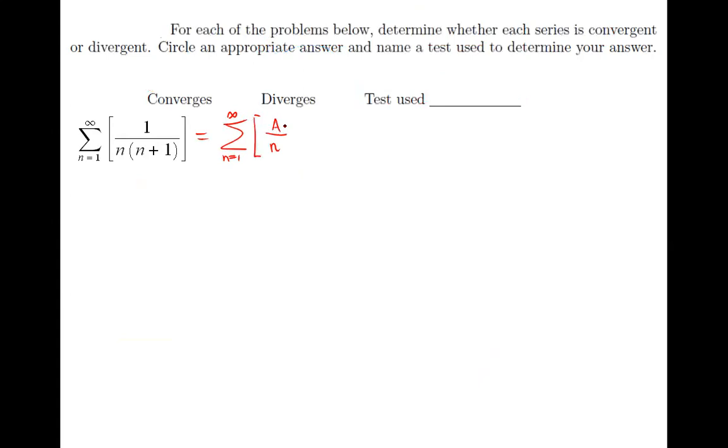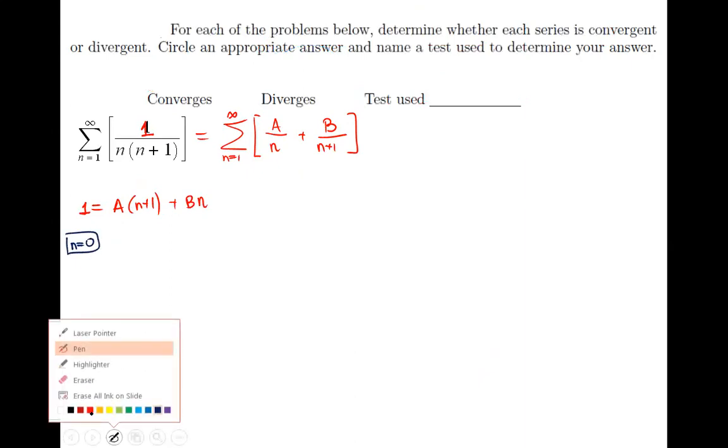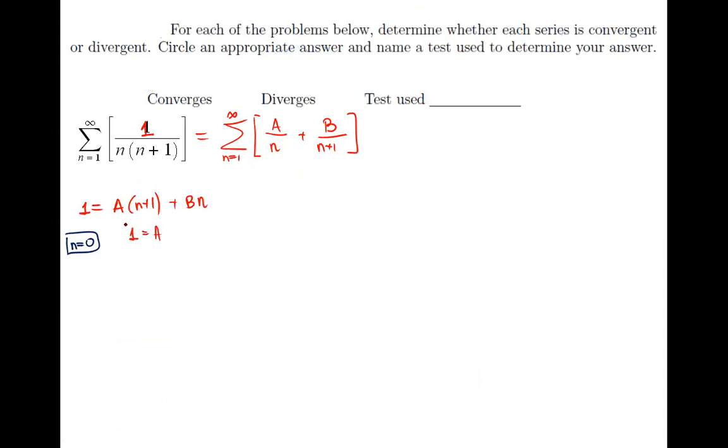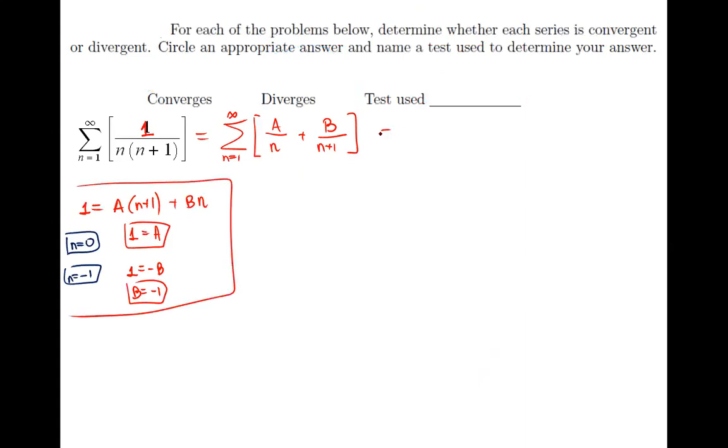I can do the partial fraction decomposition, a over n plus b over n plus 1, but I have to find a and b. We remember the numerator 1 must be the same as the numerator with the common denominator. That means a is multiplied by n plus 1 and b is multiplied by n. When I substitute n equals 0, the b term is gone and I get a equals 1. If I substitute n equals negative 1, the left-hand side doesn't change and this is negative b, so b is negative 1. We do have extra algebra, but that's okay.